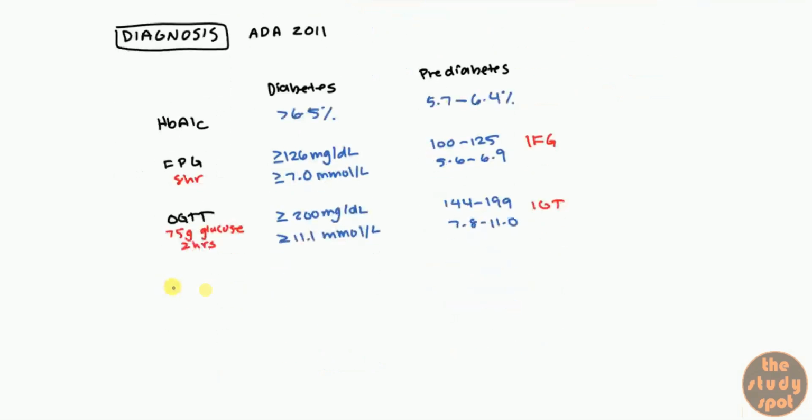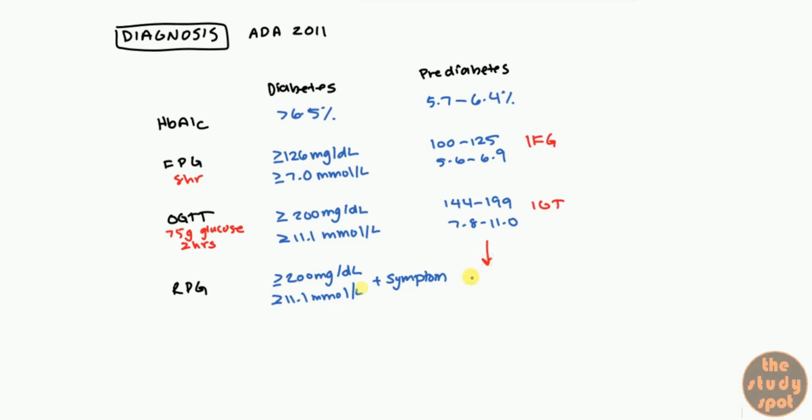Now, you can also do a random plasma glucose. This just means the patient comes in, you don't do any fasting, and you just check at any random time. If this is greater than 200 milligrams per deciliter, or 11.1, and they're symptomatic, then you've diagnosed diabetes. The symptoms are important because if they're not symptomatic, it might just be that they had lunch about 20 minutes ago, and within about 20 minutes of lunch it might go above 200. But if they have symptoms and it's greater than 200, then you've diagnosed diabetes.